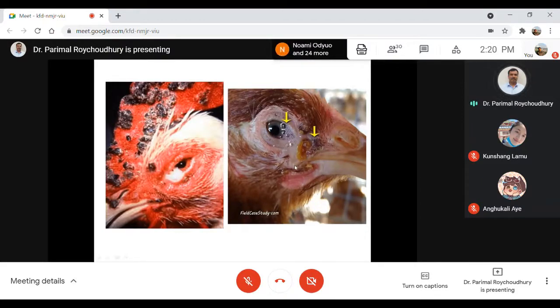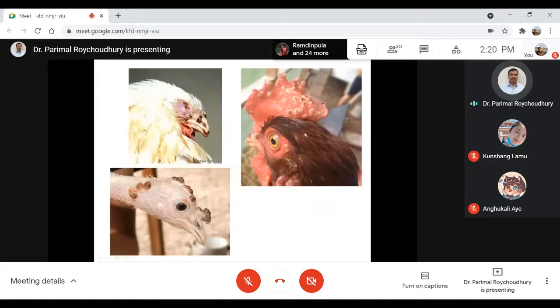Okay. However, this kind of lesions is also seen where the lesions develop and oculonasal discharges are produced, and gradually the lesions are produced in the different birds. You can see this is in a turkey where there are prominent skin lesions. The wart-like growths are very common, and easily we can identify the disease.